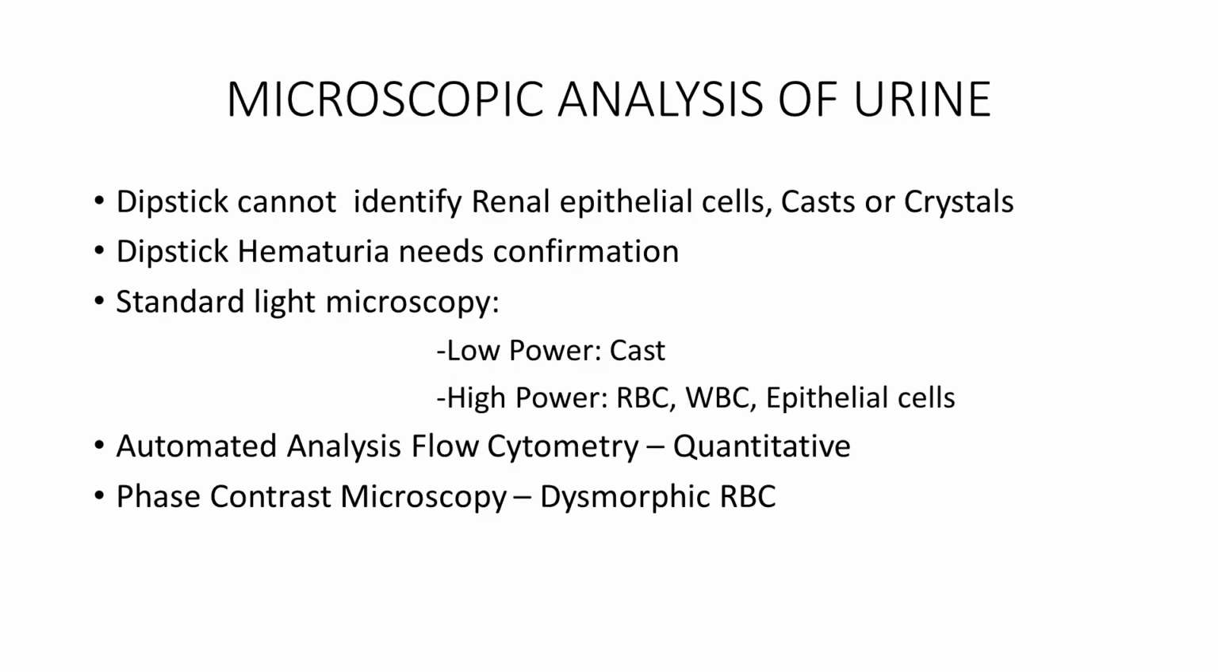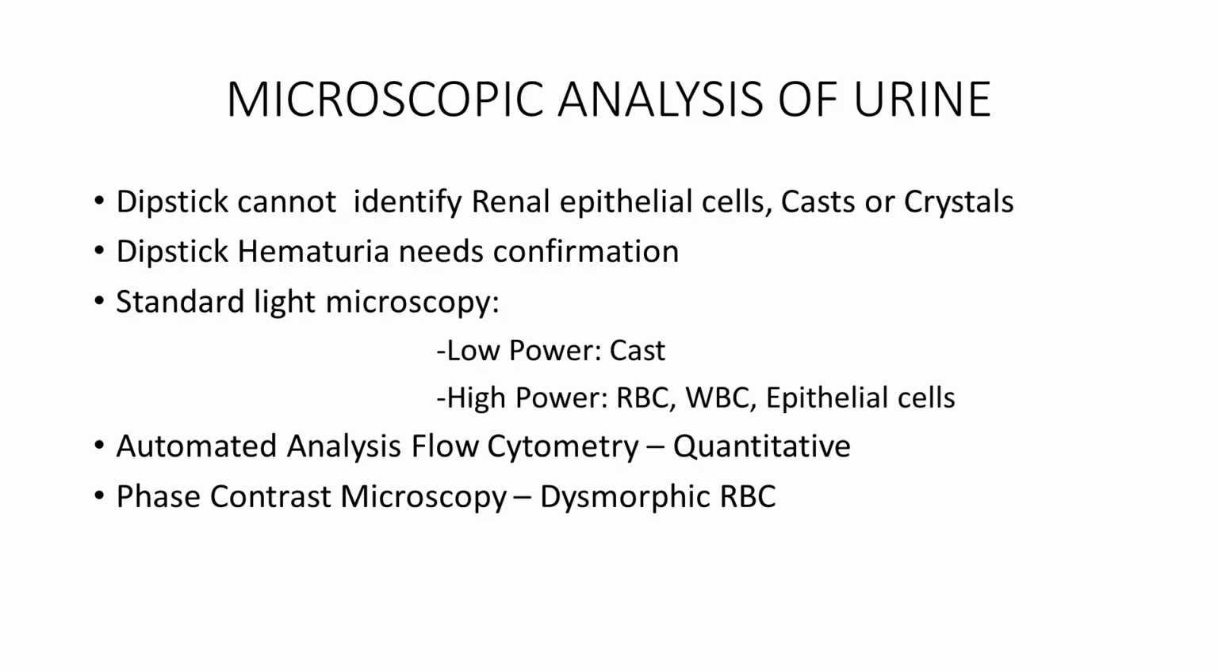Now we come to the microscopic analysis of the urine. Dipstick cannot identify renal epithelial cells, casts or crystals. Dipstick hematuria needs to be confirmed, as I have already told you. And you do light microscopy, standard light microscopy, which is low power for the casts and high power for RBC, WBC, and epithelial cells. Automatic instruments are also available, like flow cytometry, which gives you a quantitative result, and phase contrast microscopy is employed to identify dysmorphic RBCs, which have changed their shape, usually in glomerular diseases, and can easily be identified by this special type of microscopy called phase contrast microscopy.